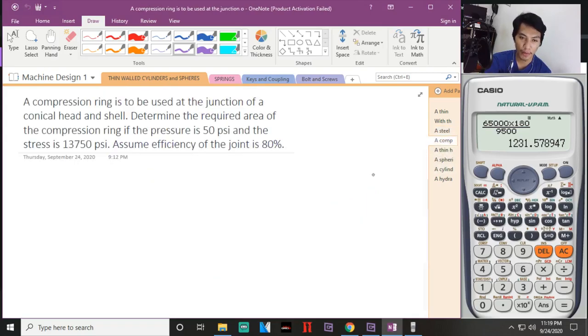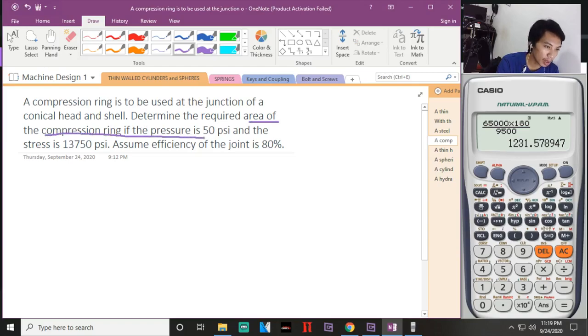So, for number 4, a compression ring is used at a junction of a conical head shell. Compression ring. Okay? Determine the required area of the compression ring. If the pressure is 50 psi and the stress is 13,700 psi. Assume efficiency of the joint is 80%. Okay?